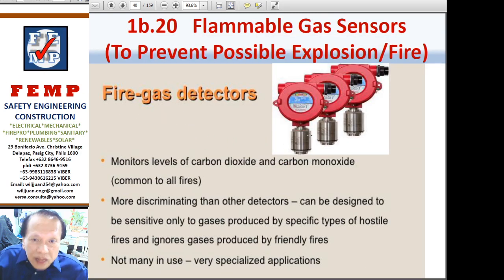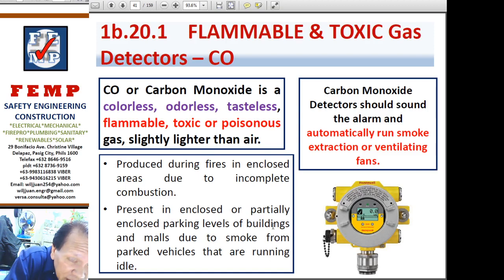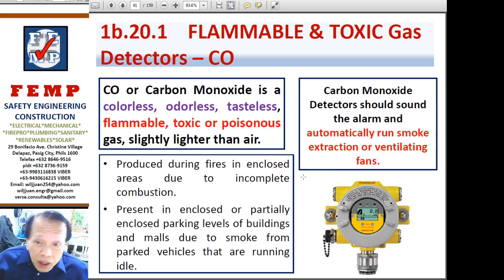Now we have the fire gas detectors. Fire gas detectors monitor the level of carbon dioxide and carbon monoxide, which are both common in all fires. They are more discriminating than other detectors, and can be designed to be sensitive only to gases produced by specific types of hostile fires, and ignore gases produced by friendly fires. Not many are in use, only very specialized applications. Because of this, we put emphasis in our explanation that it is very important to have this carbon monoxide detector.